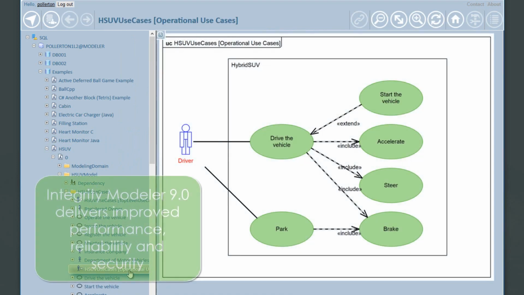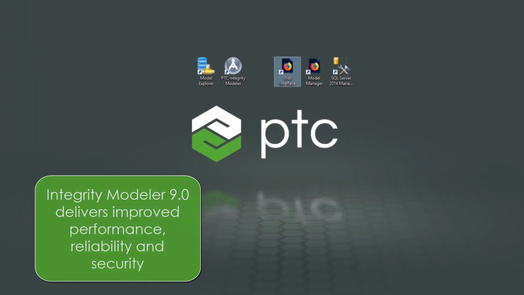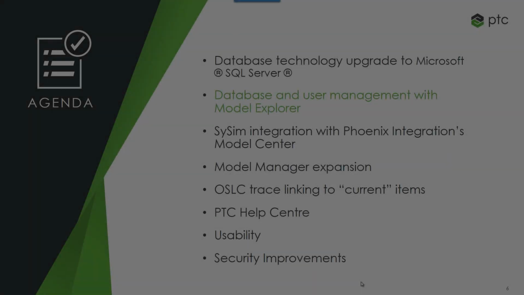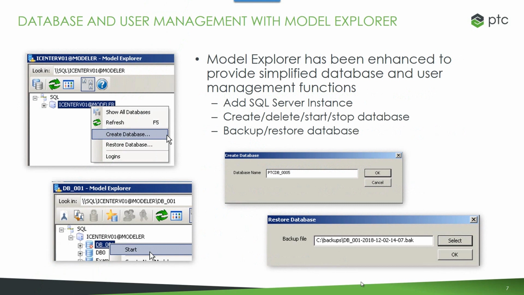Integrity Modeler 9 provides improved performance, reliability, and scalability. The next topic we'll look at is database and user management. With Integrity Modeler 9.0, Model Explorer has been enhanced to provide user and database management functions. This includes adding a new SQL Server instance, creating new databases, deleting databases, starting and stopping. Also includes backup and restore database functions.